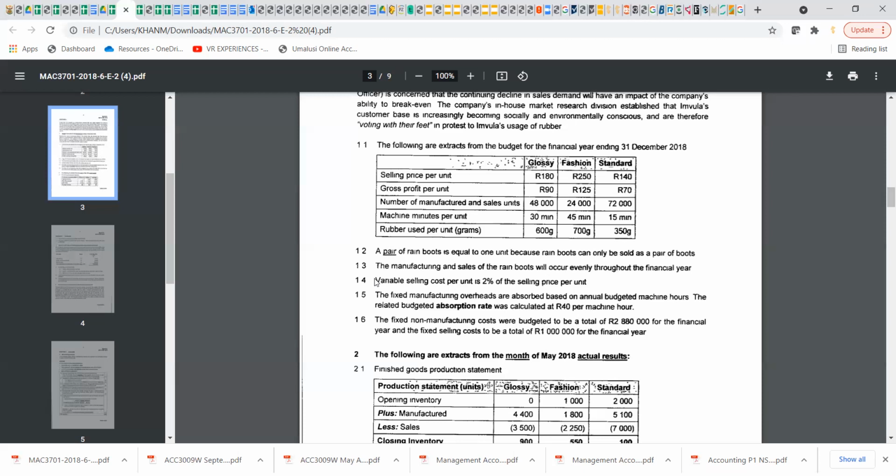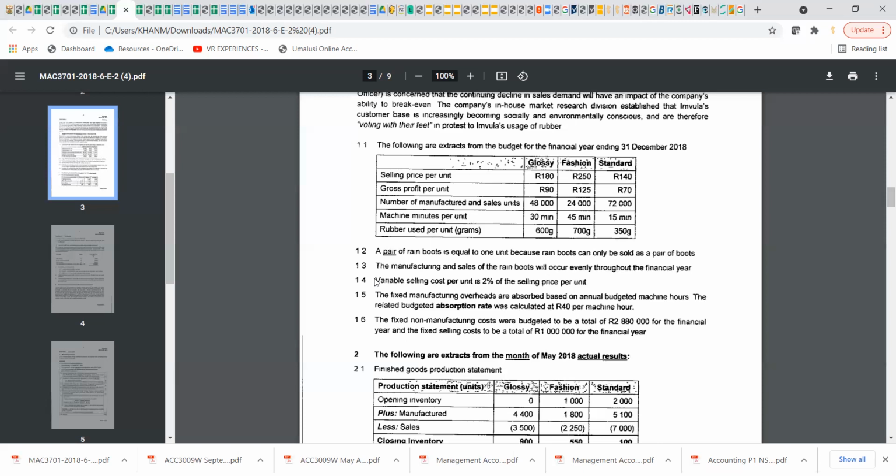Okay, so then they say the fixed non-manufacturing costs were budgeted to be a total of 2.8 million for the financial year and fixed selling costs to be a total of 1 million Rand for the financial year. So as you can see, that is fixed non-manufacturing costs and then fixed selling costs. So just be aware of that.